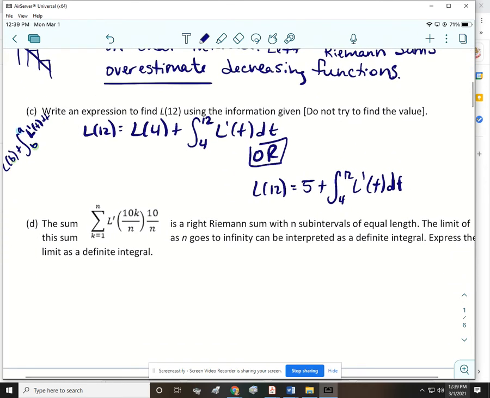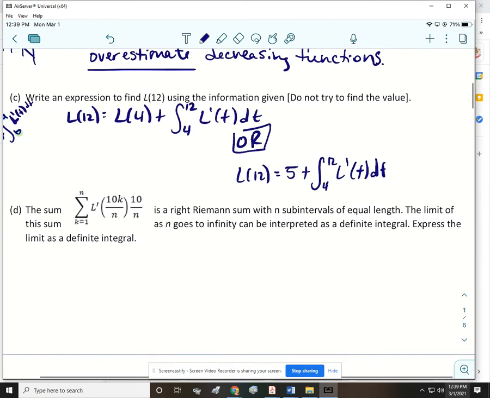So for D, that sum is a right Riemann sum with n subintervals of equal length. The limit of this sum, as n goes to infinity, can be interpreted as the definite integral. Express the limit as a definite integral.